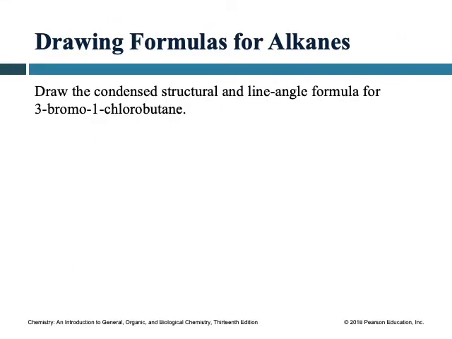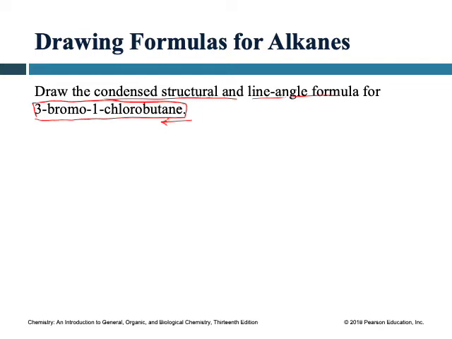So on this slide, we're going to learn, if the name is given instead of the structure of the organic compound, how we're going to draw the structure. So in this particular problem, the question says draw the condensed structural formula and line angle formula for this compound, 3-bromo 1-chlorobutane. So whenever you need to draw, I would suggest always start from the end. So first you have to draw the parent chain.